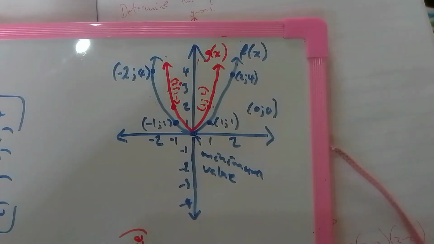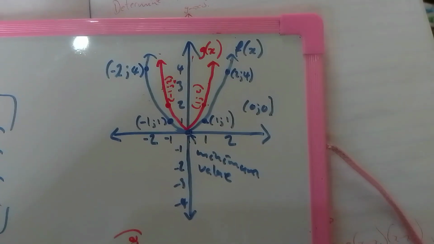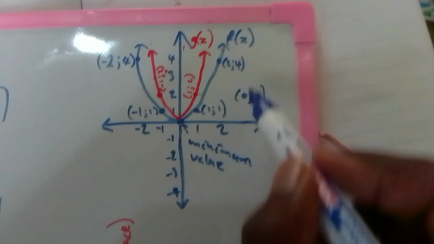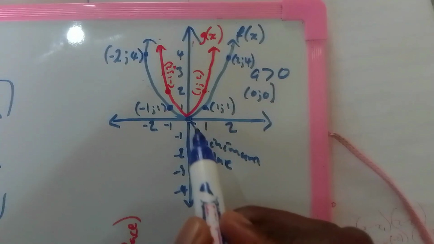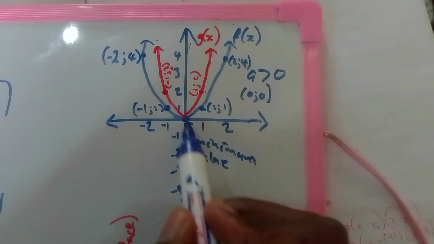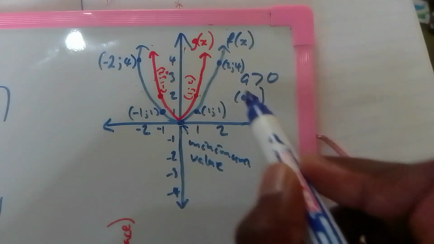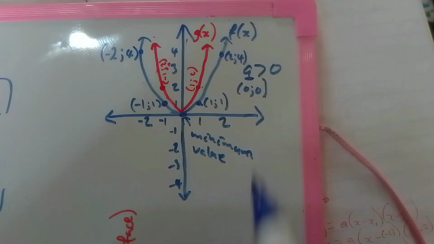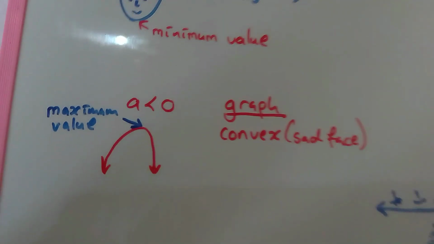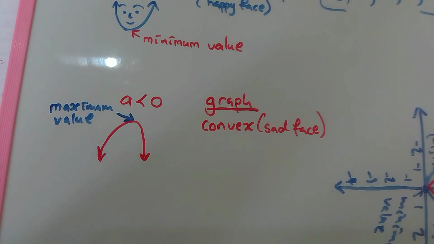Remember, the values of y keep on becoming bigger and bigger. So if your a is more than 0, you must know that you will have a minimum y value. That is what you get told by the value of a, which is a positive a. Then the reverse is true as well.